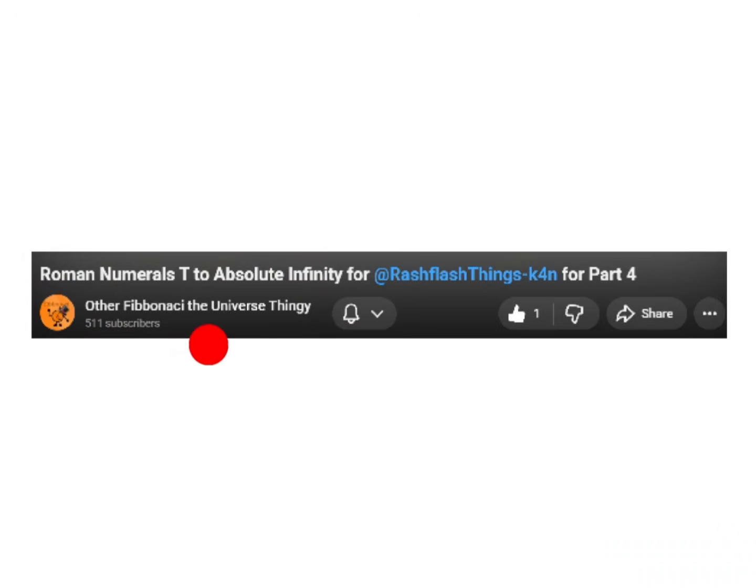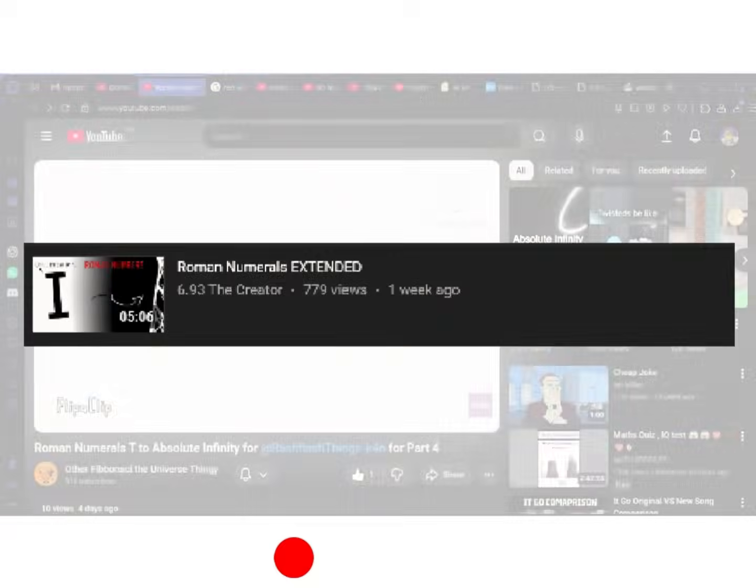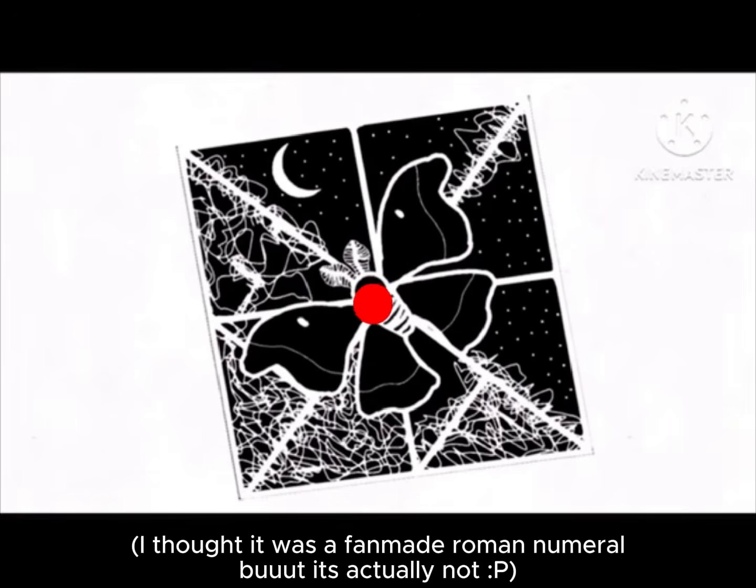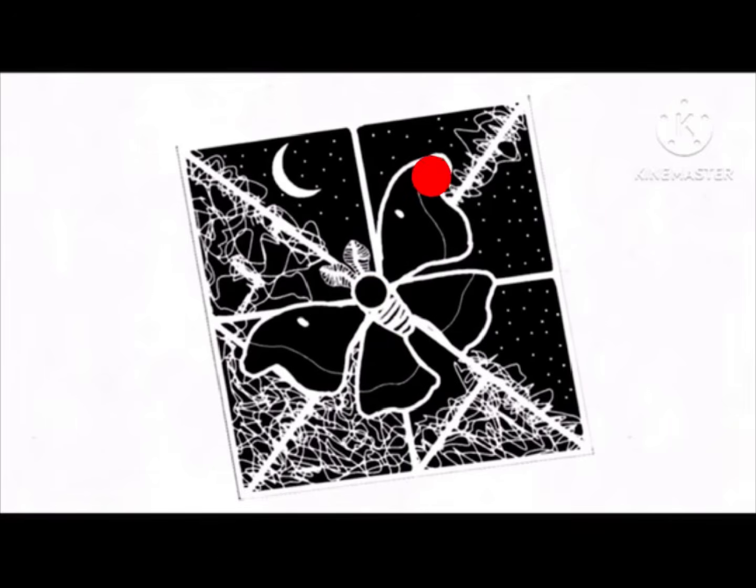From other Fibonacci the universe thingy, we have more extensions. Hooray. From 6.93 the creator, you made this insanely long video combining Avon Gaming's one and adding onto it even more. I'm not going to show you the whole thing because it's really long, but this is a Roman numeral now. This thing, this butterfly looking window thing, this is really cool.